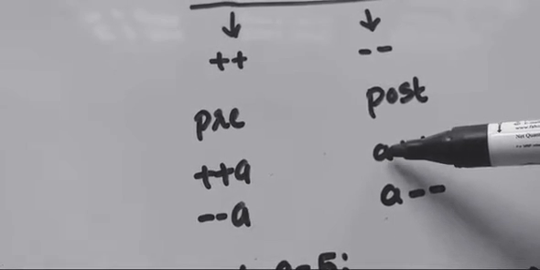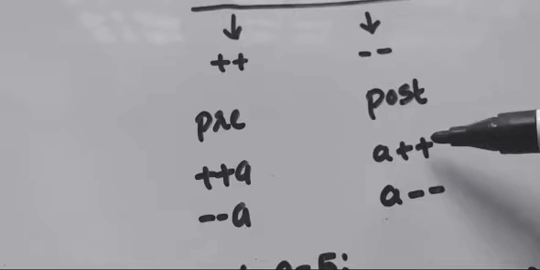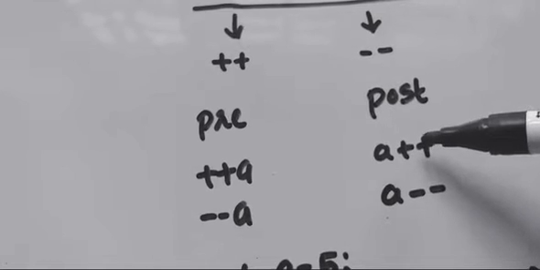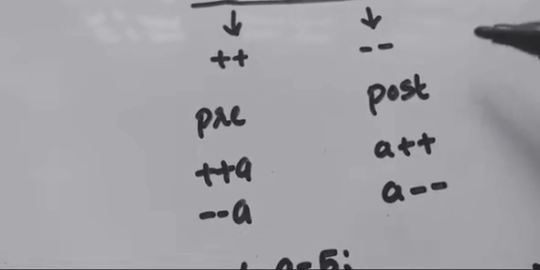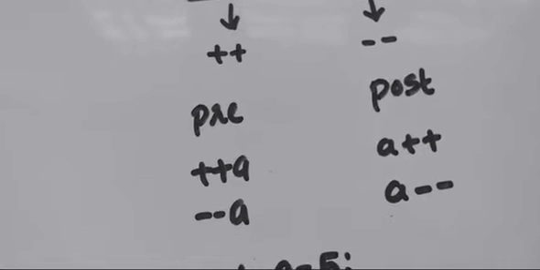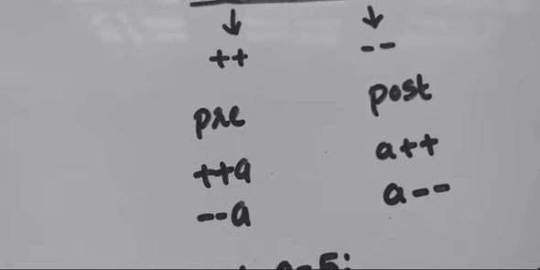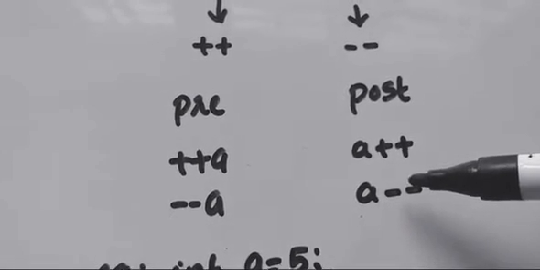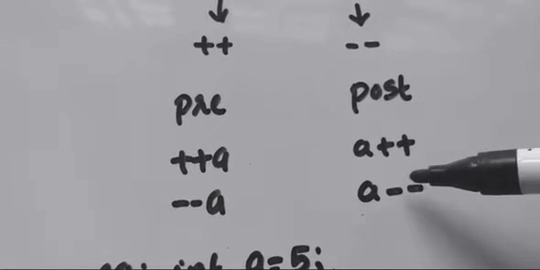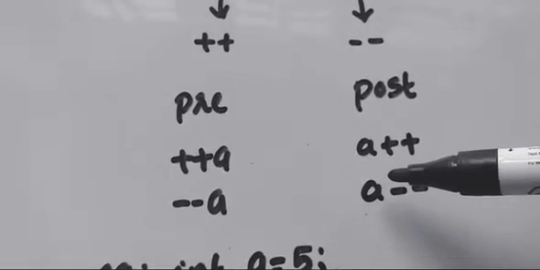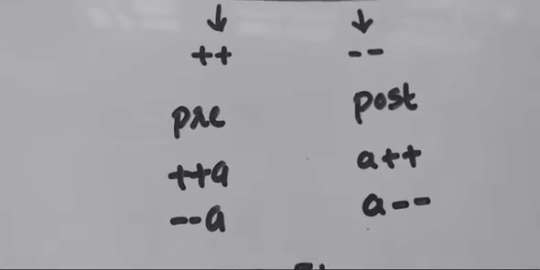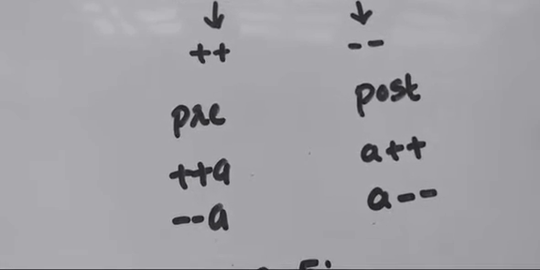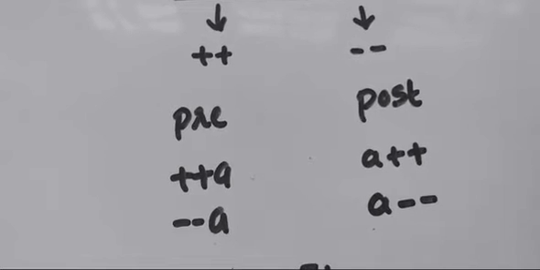Here the variable a comes first, and after the variable, when two plus symbols come near to it, then it is post-increment. Post means after the variable, when the operator sign comes, then it is a post-increment. After the variable a, when two minus symbols come, it is the decrement operator, and this is post-decrement. I hope this is clear for you. Pre means the symbol comes before. Post means the symbol comes after the variable. So these are the four types of decrement and increment operator.